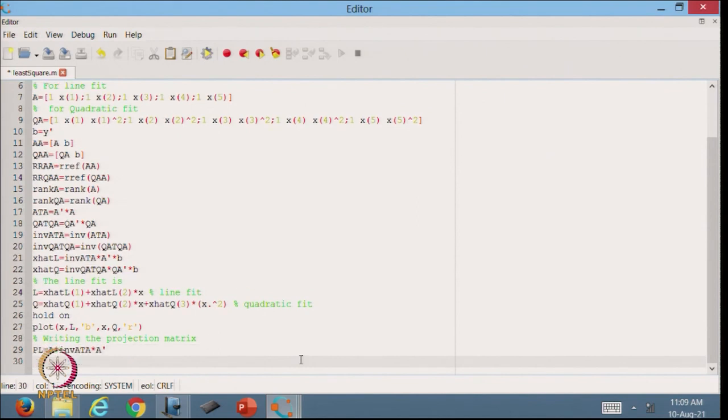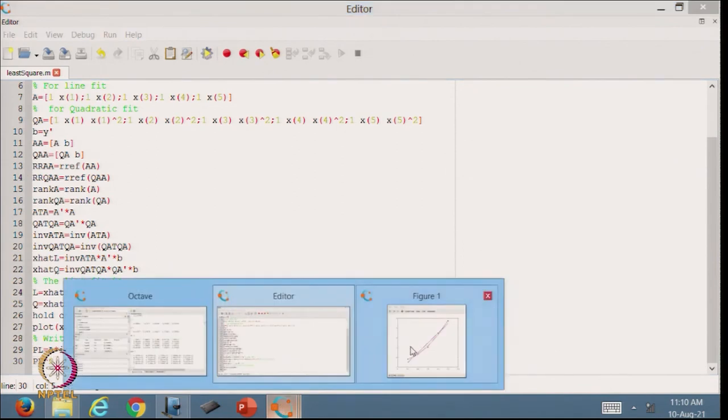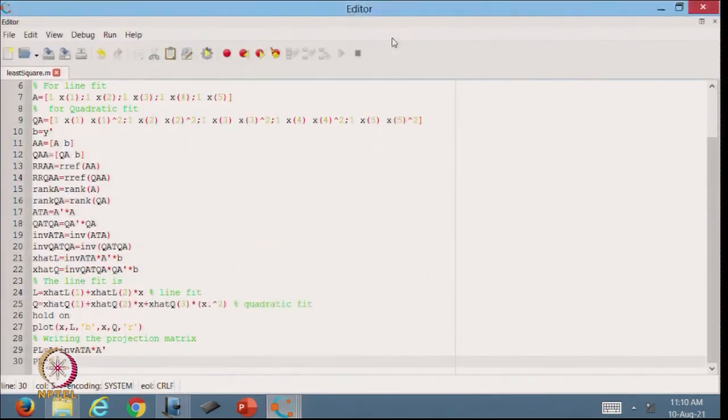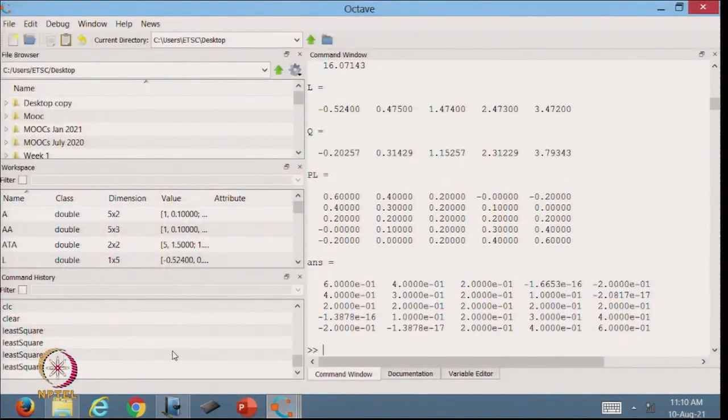And if you want to check, then you will see that the projection matrix is a symmetric matrix, and its square will also be the same. So this one I can just save and run. I will get similar things here. Now this is my projection matrix in the case of 5 points. So it is a 5 cross 5 matrix, and you can see that this is just a symmetric matrix.